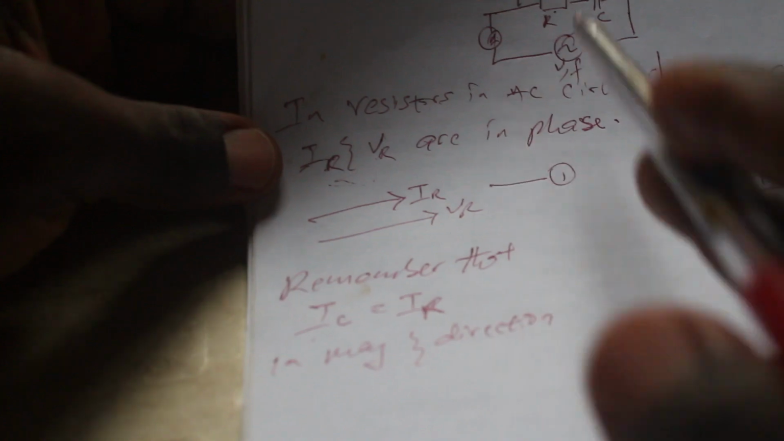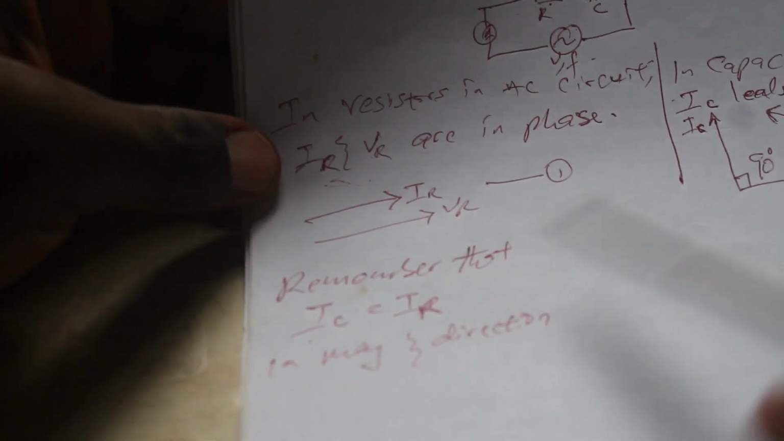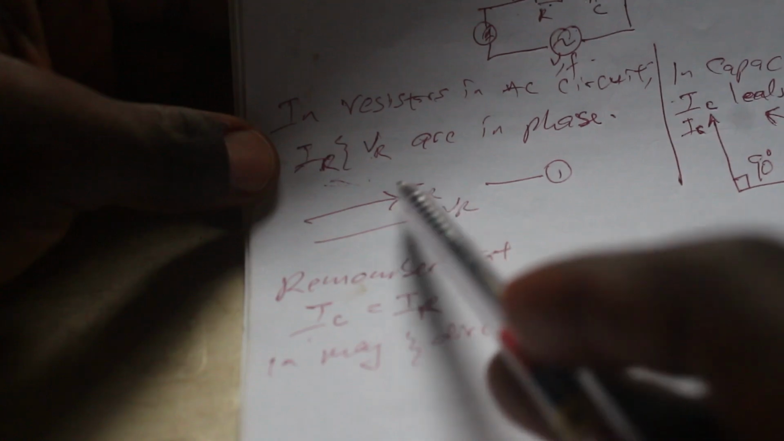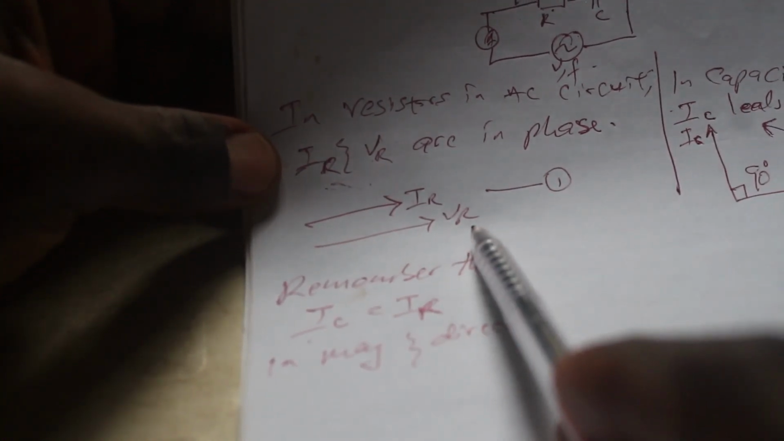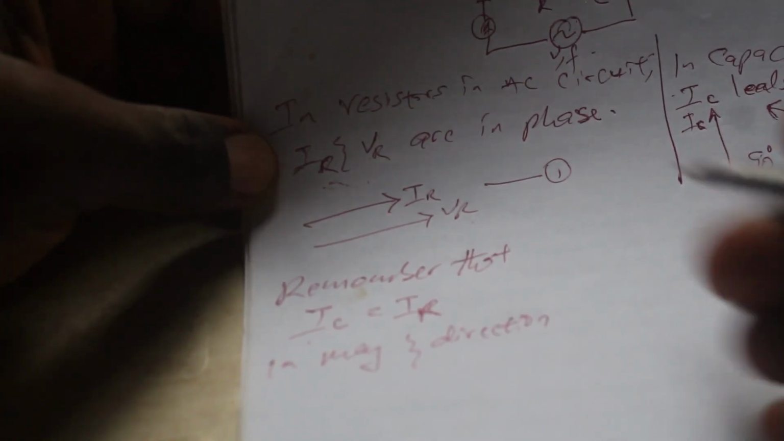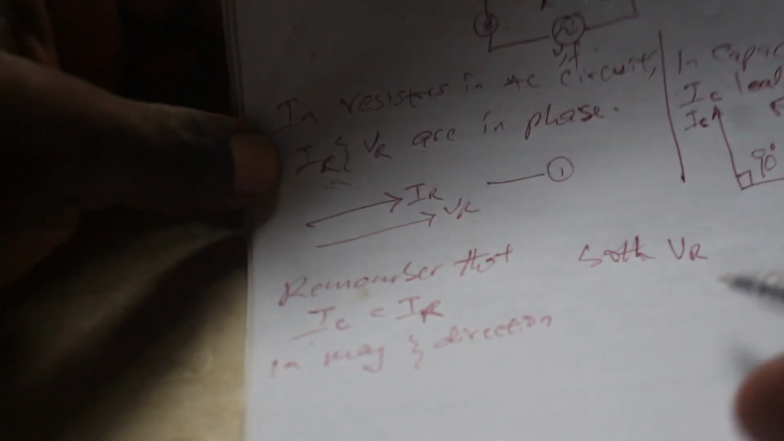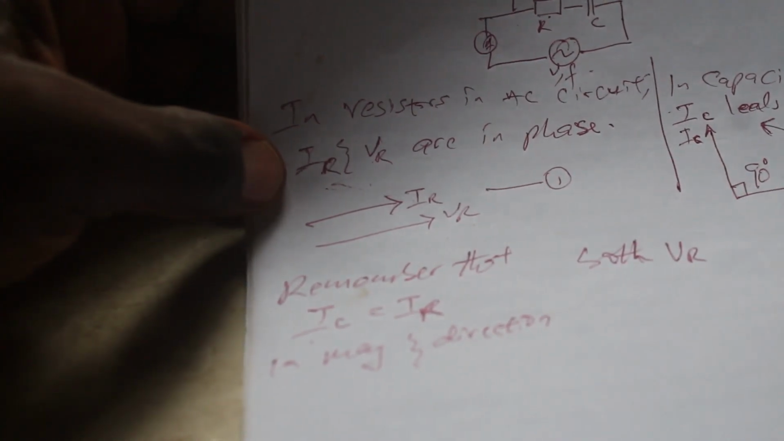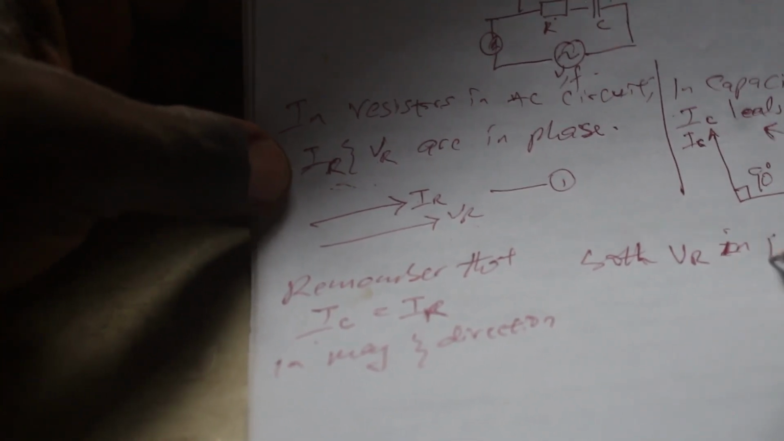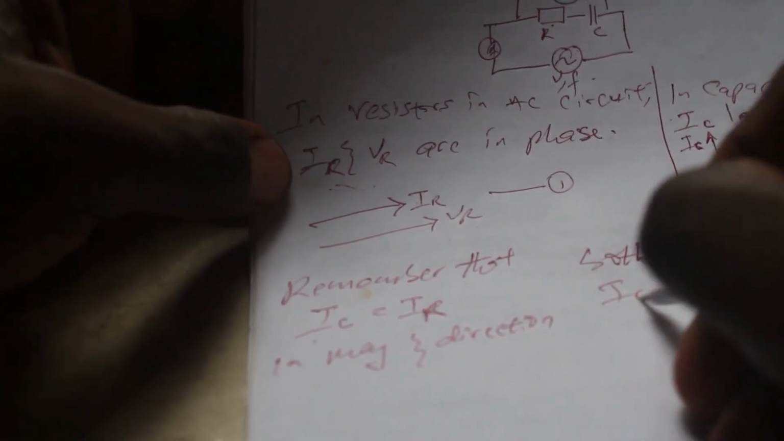Now, if the current in the resistor and the capacitor are the same, and the current in the resistor is in phase with the voltage across the resistor, it means that VR, that's the voltage across the resistor, will be in phase with the current IC.